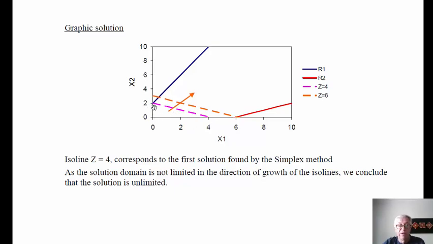It's this point here. But we can evaluate other lines of z. For example, the line z equal to 6, presented here in orange. Comparing these two lines, we conclude that the lines of z grow in this direction. But the solution domain has no limitations in this direction. So z will tend to infinity. So the solution is unlimited.